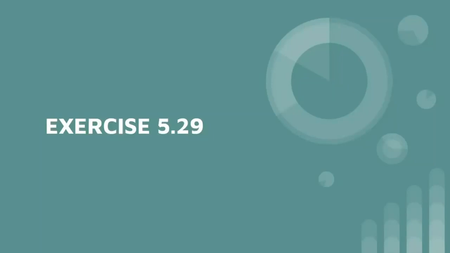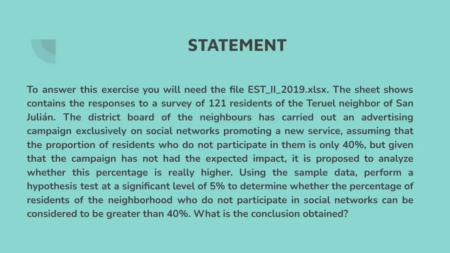Welcome everybody. Today I'm going to explain step by step how to solve the exercise 5.29. So, here we have the initial statement. This exercise is based on a survey conducted among residents of the San Julián neighborhood in Teruel. A total of 121 residents were surveyed.